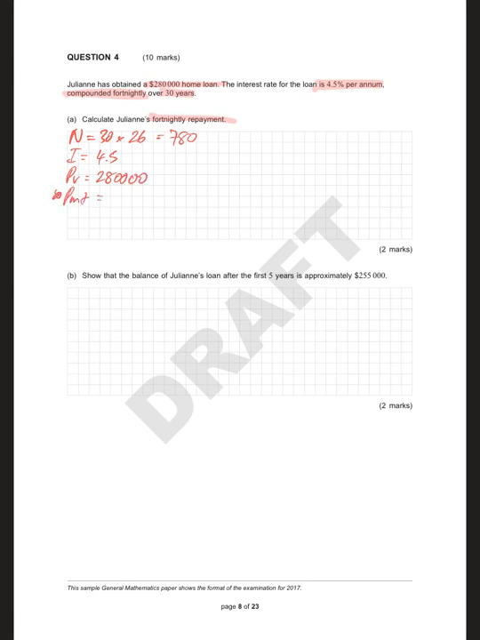PMT, we're finding the payments. I want to owe nothing at the end of the loan. PY and CY, but not 12. I keep writing 12. 26. Apps, Finance, TVM Solver, 780, 4.5, 280 grand, 0, 26 for both. Alpha Solve. Negative 654.48 to 2 decimal points. Therefore, $654.48 per fortnight. Show that the balance of Julianne's loan after 5 years is approximately $255,000.